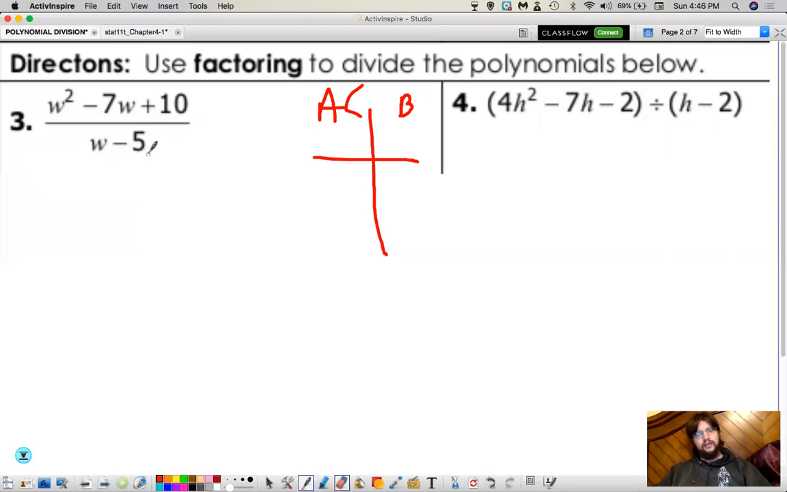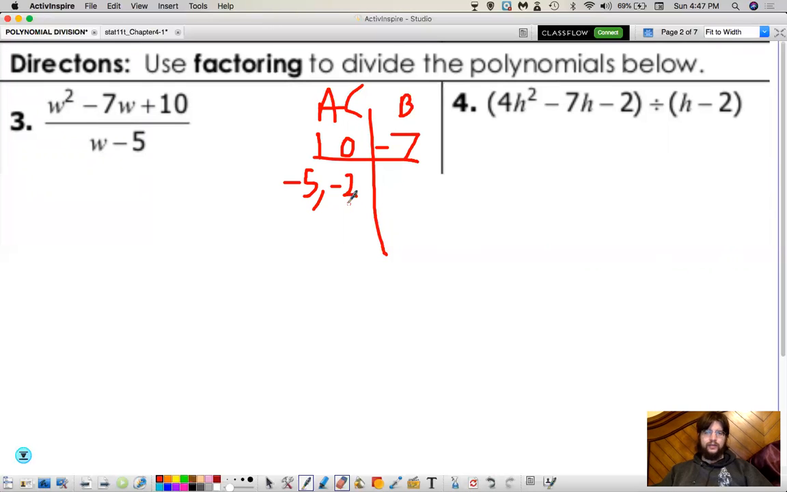So let's see. I need a negative 5 as a factor. And 10 times 1 is 10. You get a negative 7. Shoot. So if I use negative 5, is it going to work? What times 5 is 10? 2. What times negative 5? Negative 2. And yeah, that does work.